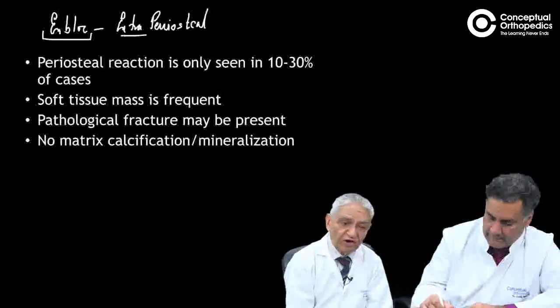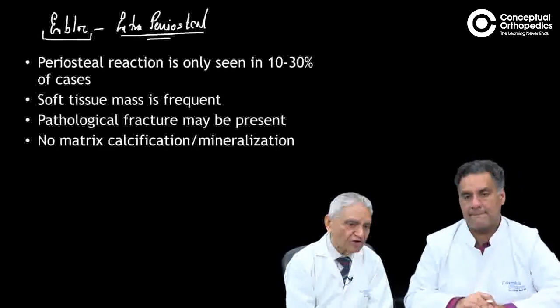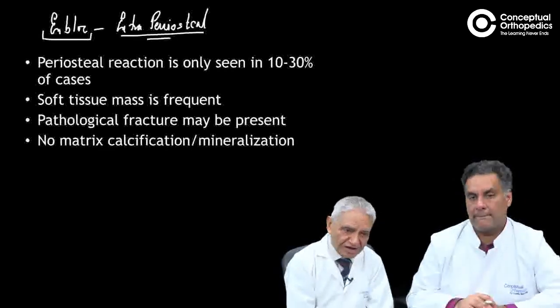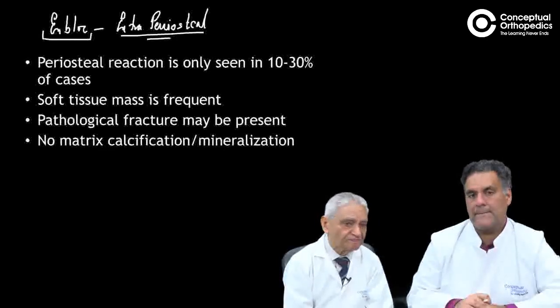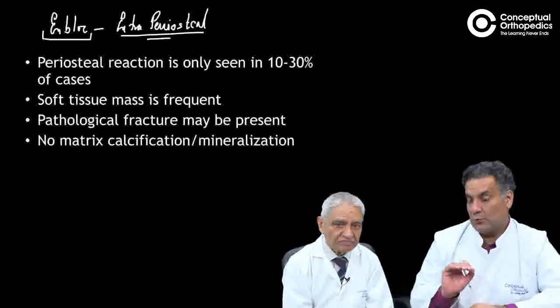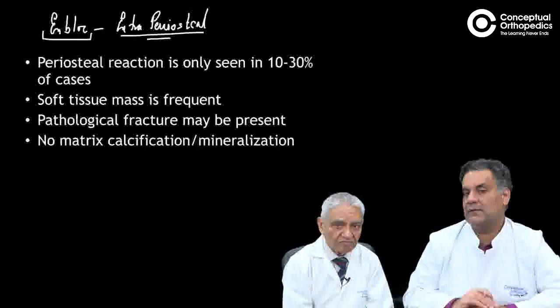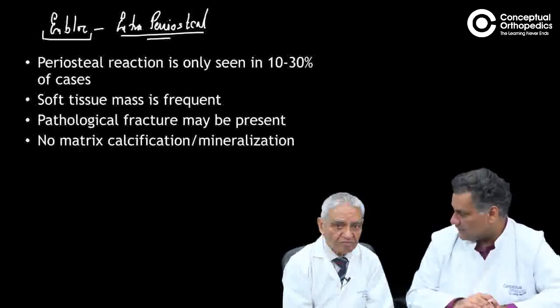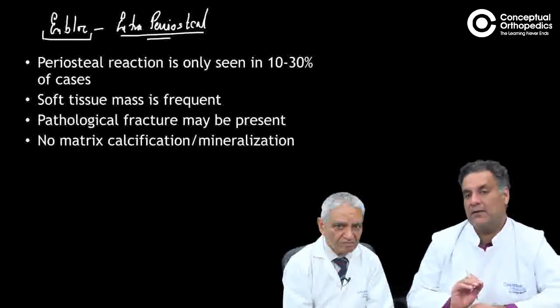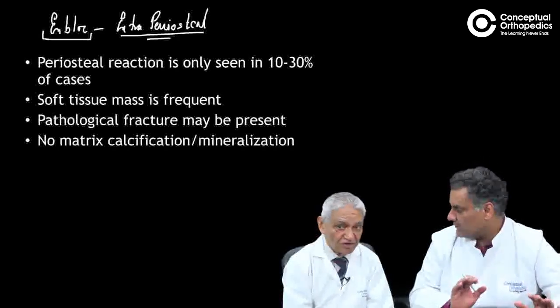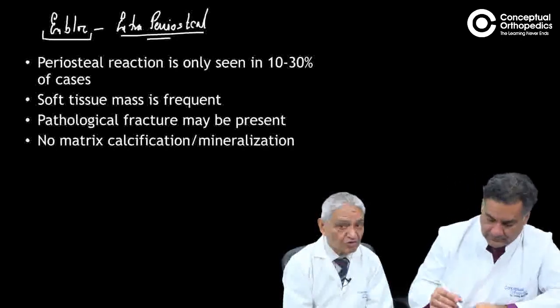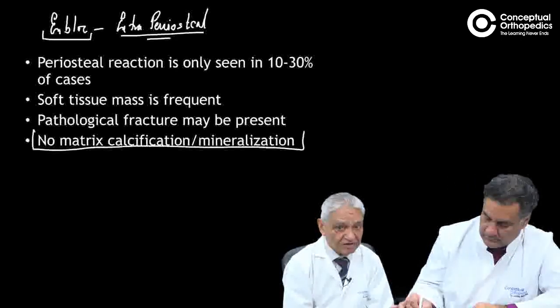Periosteum will be there for a very long time unless the tumor has undergone pathological fracture, fungation, or local irritants have been used. That's a different situation. This tumor is known to show a periosteal reaction in only 10 to 30% of cases. It is not very common to have a periosteal reaction in a GCT. A soft tissue mass can be there, pathological fractures can be there, and this tumor does not calcify. As a rule, it doesn't calcify or undergo any mineralization.